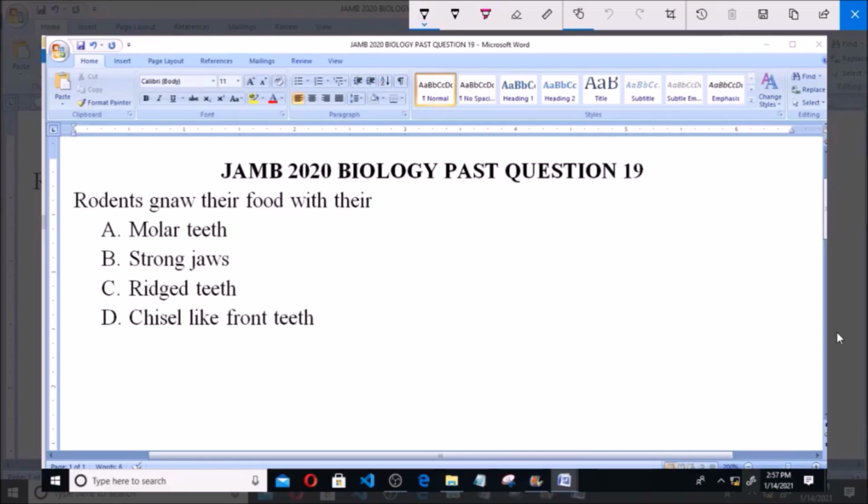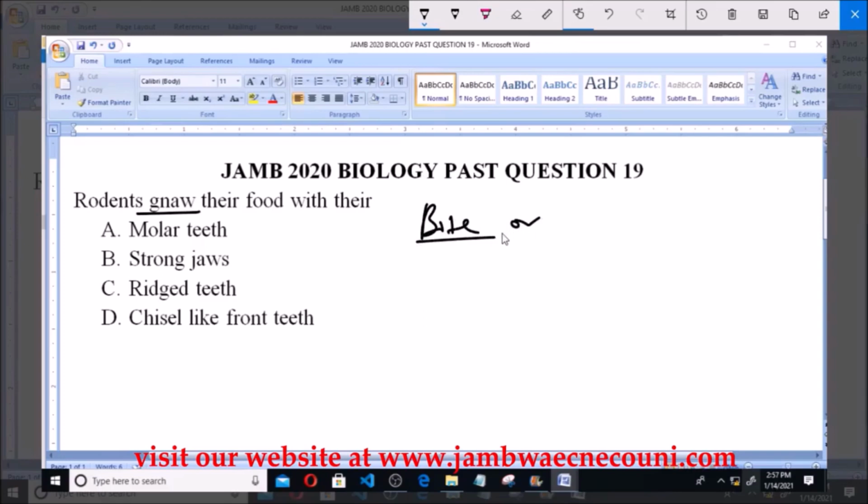I'll be answering Jamb 2020 Biology Past Question 19. Rodents gnaw their food with their A. Molar teeth, B. Strong jaws, C. Rigid teeth, and D. Chisel-like front teeth. Now, when you say gnaw food, to gnaw just simply means to bite. You either use gnaw or you use bite. Now, rodents gnaw the food, that is, they bite their food with the use of their chisel-like front teeth.